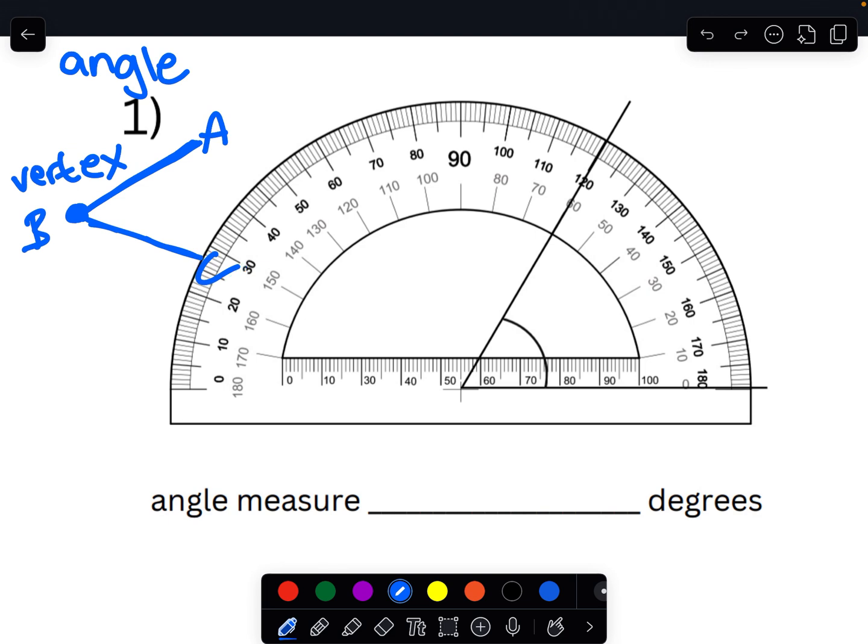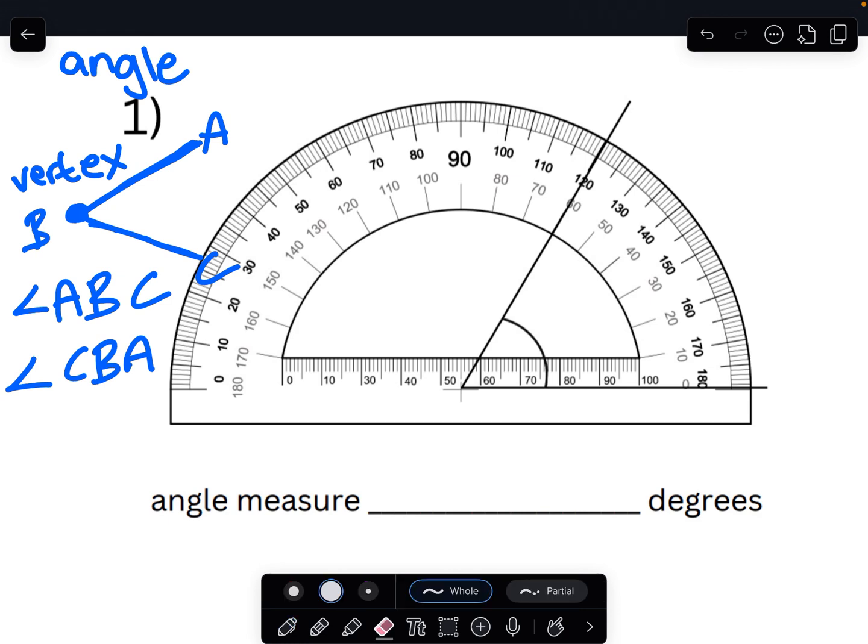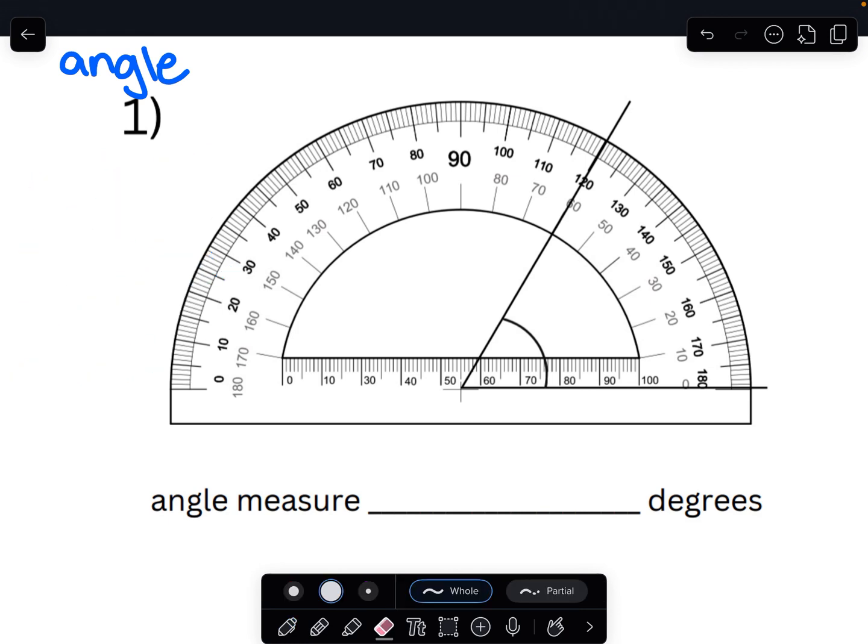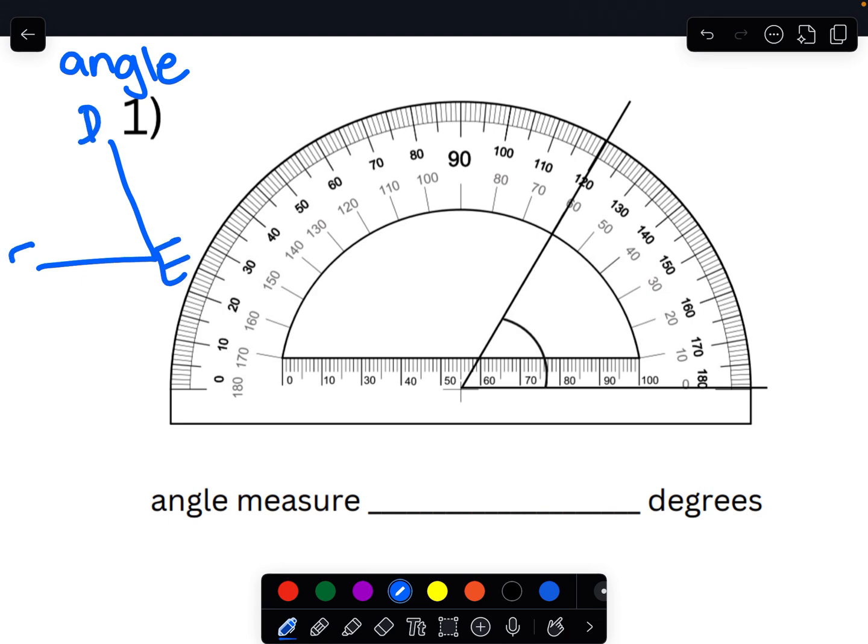Look at that. This angle is called angle ABC. It could also be called angle CBA. Just to explain this point a little bit more, let's say I have an angle that faces a different direction, and it's called D here, an E here, and an F here. They don't have to go in alphabetical order, but for simplicity's sake, they often do.